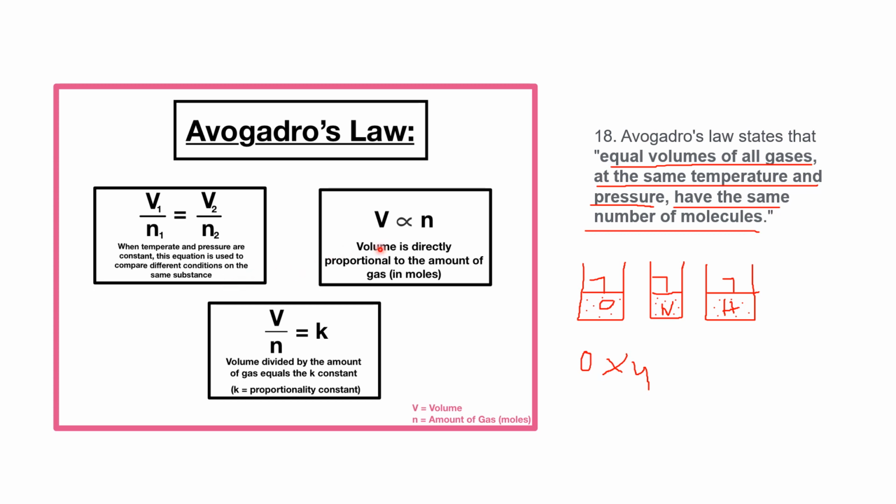Now, volume is directly proportional to the amount of gas in moles. V by N is equal to K. Volume divided by the amount of gas equals K. It is constant. So this is called Avogadro's law. You have to keep this one very important in mind: equal volumes of all gases at the same temperature and pressure have the same number of molecules.